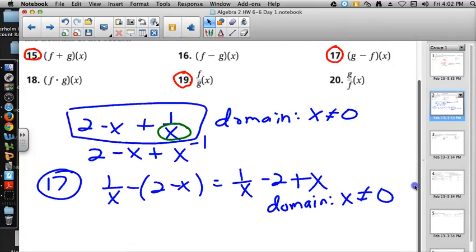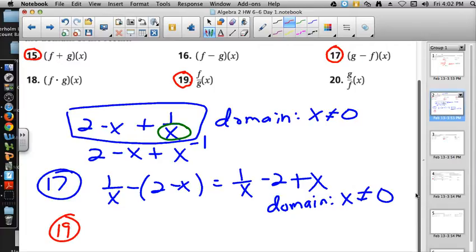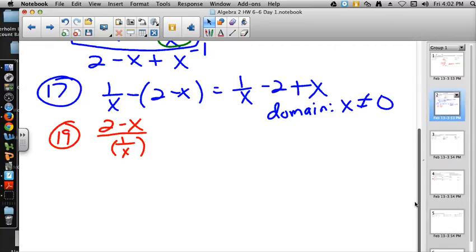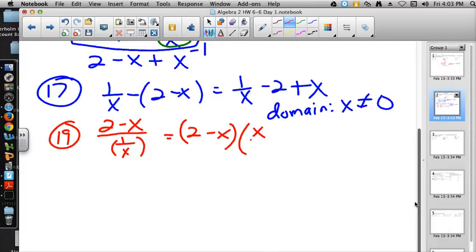All right, then number 19 wants us to take f of x and divide it by g of x. So 2 minus x divided by 1 over x. Well, we are well aware of the fact that we do not divide fractions. We multiply by the reciprocal. So that will be 2 minus x times x over 1, which is just x. So when we distribute that, that will be 2x minus x squared.